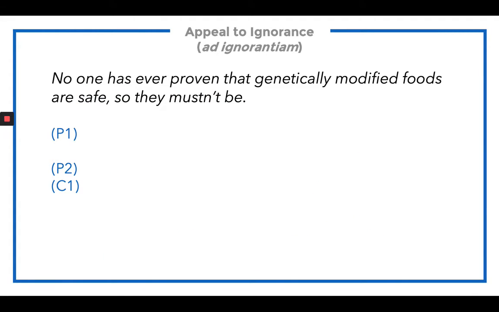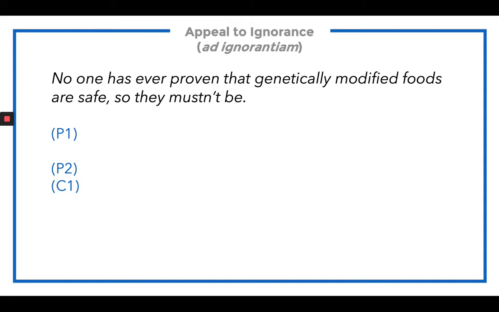So here's the same argument again. No one's ever proven that genetically modified foods are safe, so they mustn't be. Now, if we're going to put this into a valid argument form, we want to identify the conclusion. That's right at the end of the sentence, after the "so," right? "So" is a conclusion indicator word. "They mustn't be." What's that saying? "They," referring to genetically modified foods, must not be what? Must not be safe. So that's our conclusion.